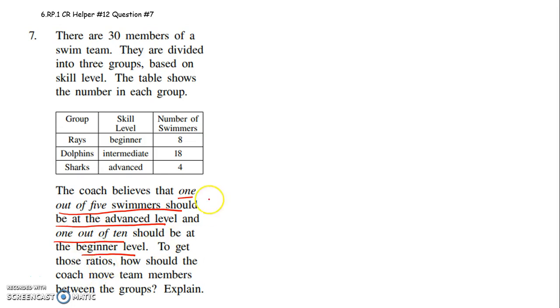Okay, 1 out of 5 for advanced. At the 7th grade level, this is how we actually look at ratios all the time, so you'll get very used to this. 1 out of 5 would be advanced. And then we have our beginner. The beginner is 1 out of 10. So 1 out of every 10 swimmers should be a beginner.